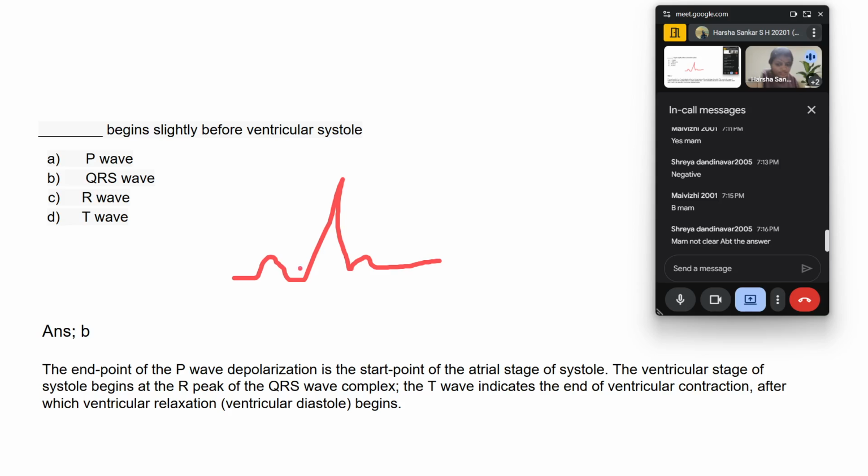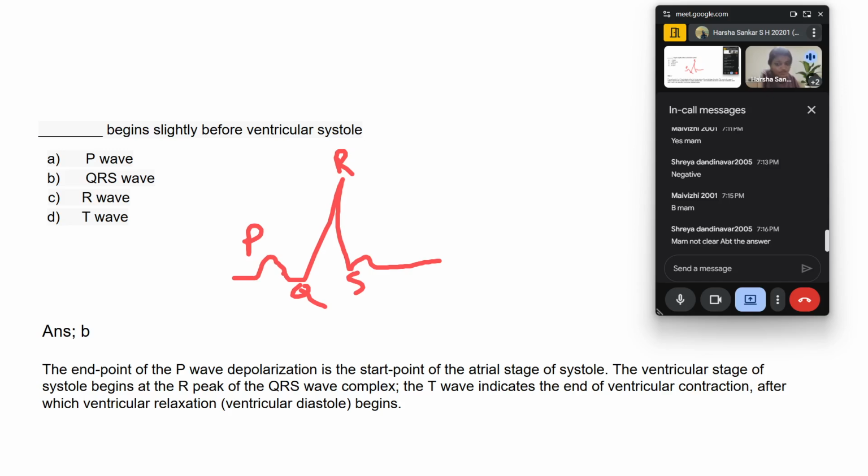Something kind of like this. This is P. This is Q, R, S, which is the QRS, the ventricular systole. So the end of the P wave denotes the start point of the atrial systole. So when it ends here, it means atrial systole is happening.